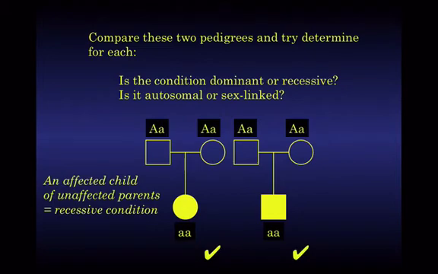Okay, so hopefully you took the time to try to work this out for yourself. One of the things that you would have noticed is that in both pedigrees we have an affected child of unaffected parents. This is a diagnostic for a recessive condition. It's not possible to have a dominant condition where both parents are unaffected and there is an affected child. So these are recessive conditions.